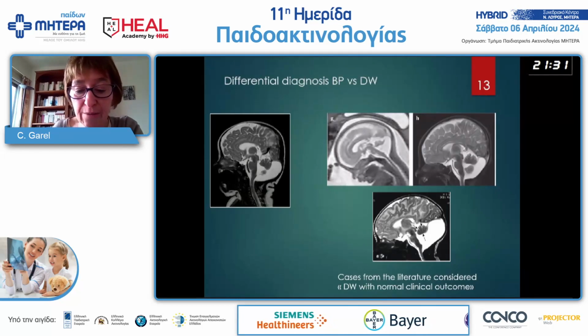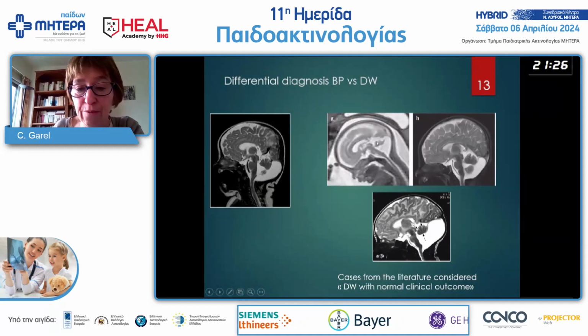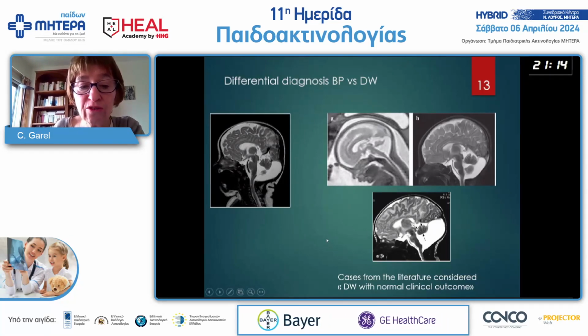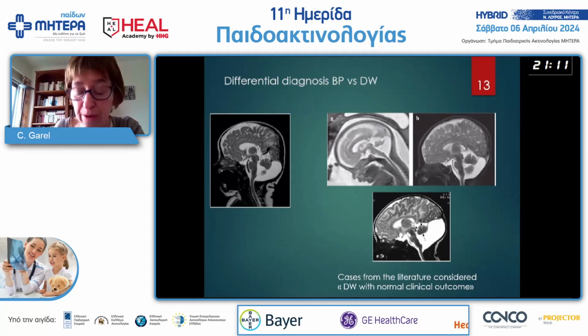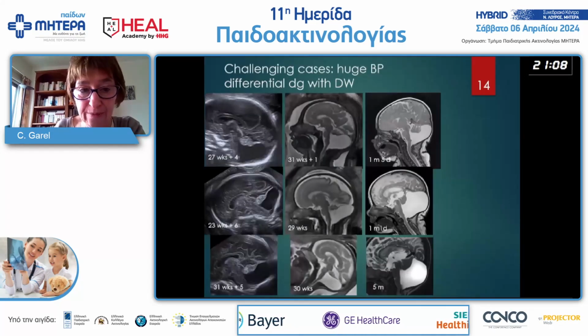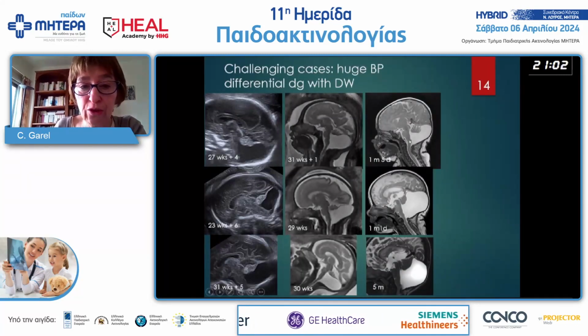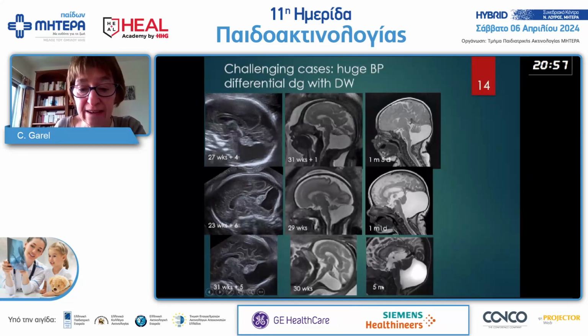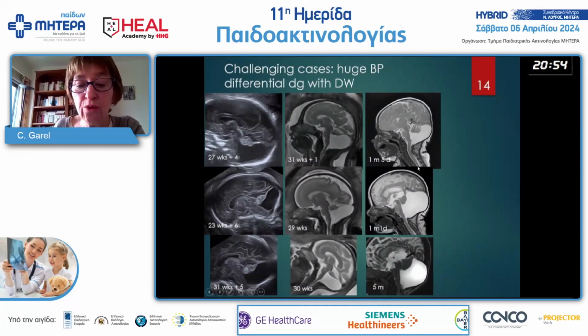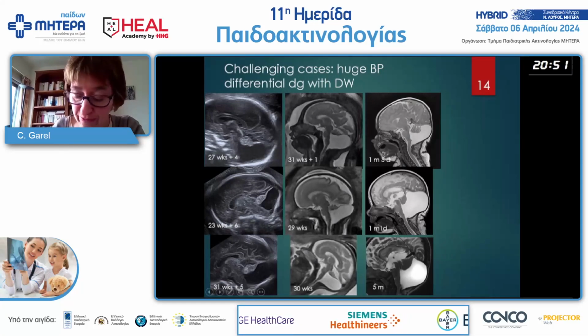In the literature, some cases are shown as Dandy-Walker malformation with a normal clinical outcome. In retrospect, when we look at these images, we can see that the authors are not dealing with Dandy-Walker malformation, but with Blake's pouch cyst. Here are 2 or 3 examples of 3 children with a huge Blake's pouch cyst that we have seen prenatally and that now we follow up postnatally. All these 3 children have a normal development.